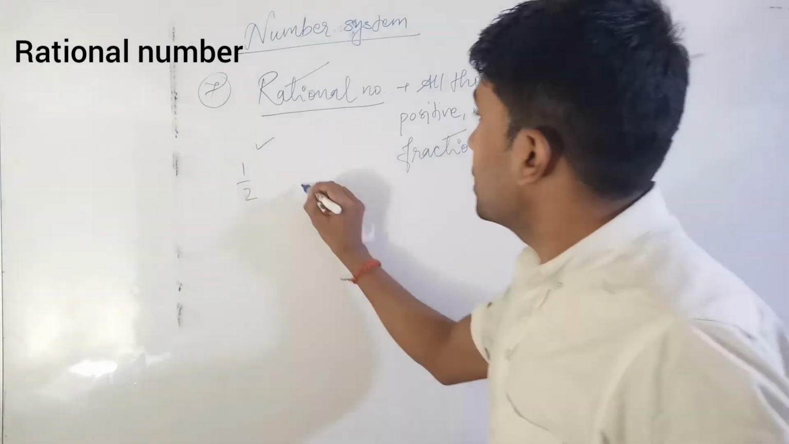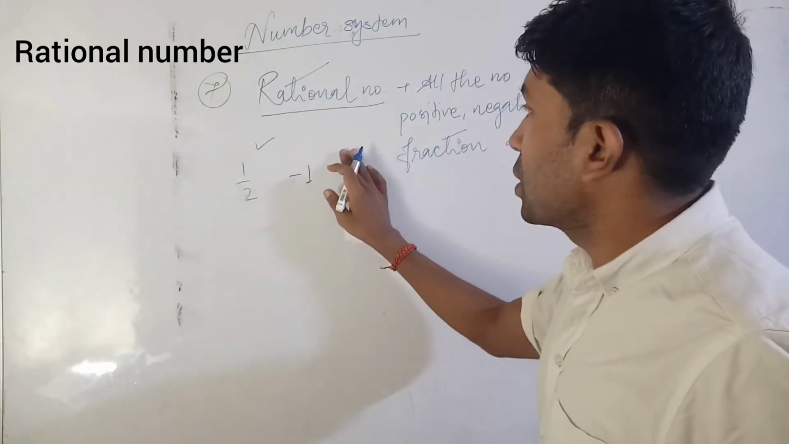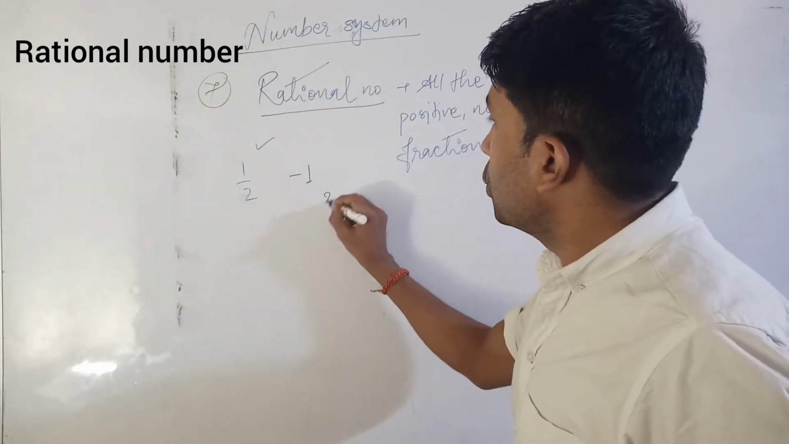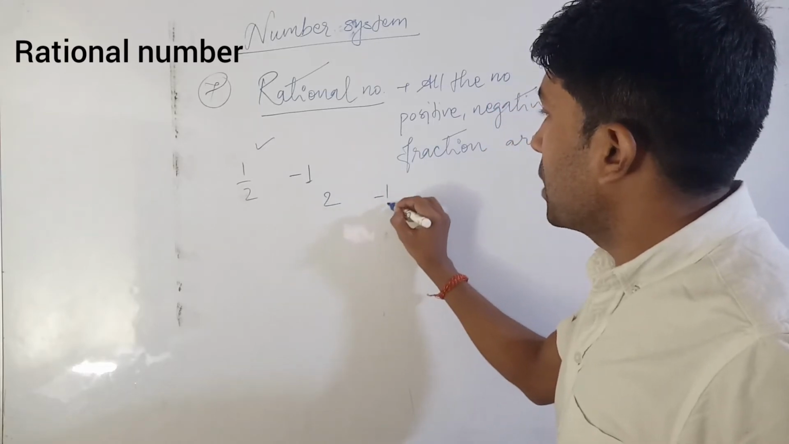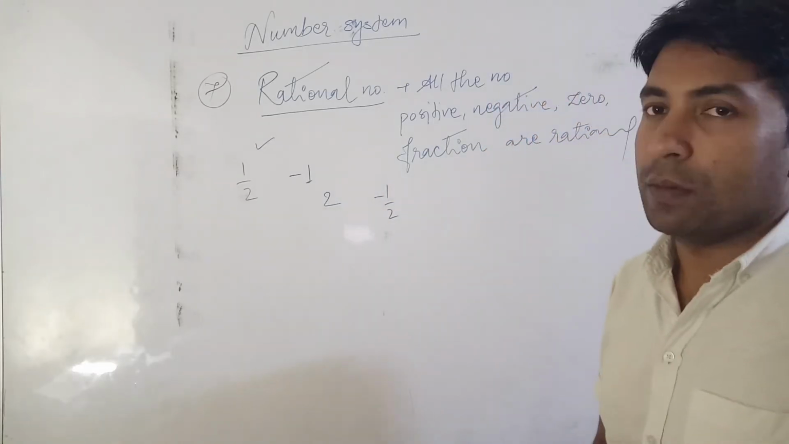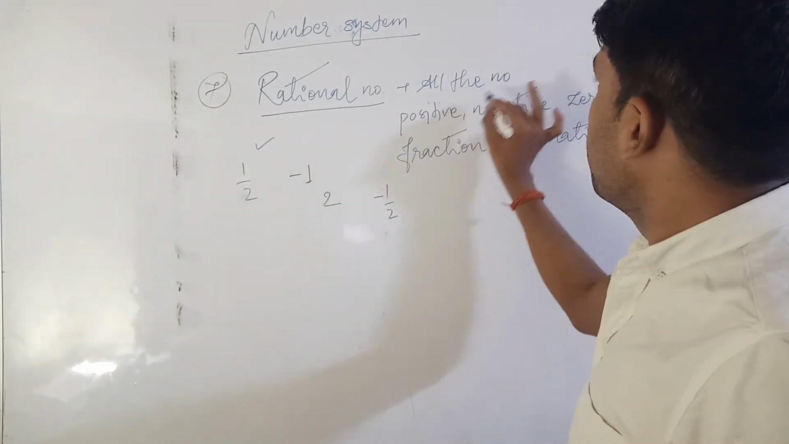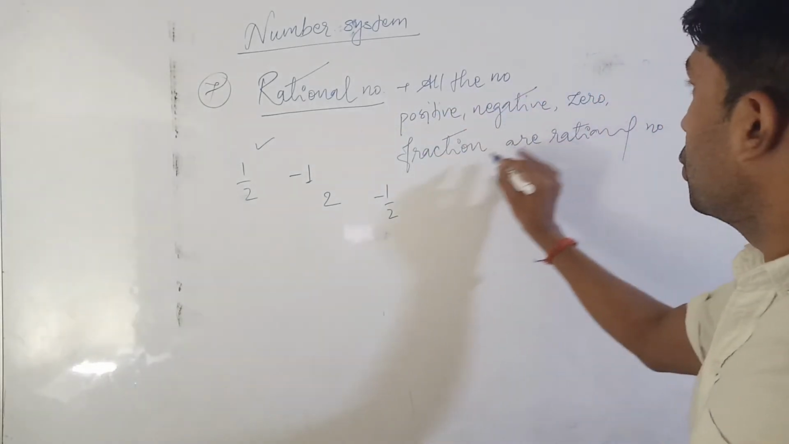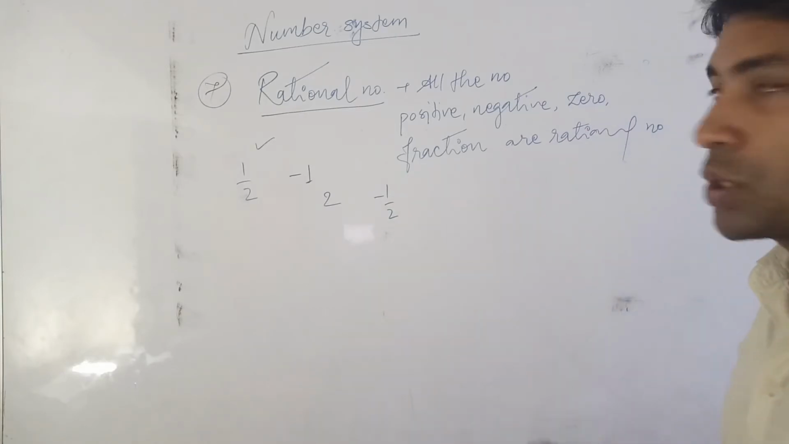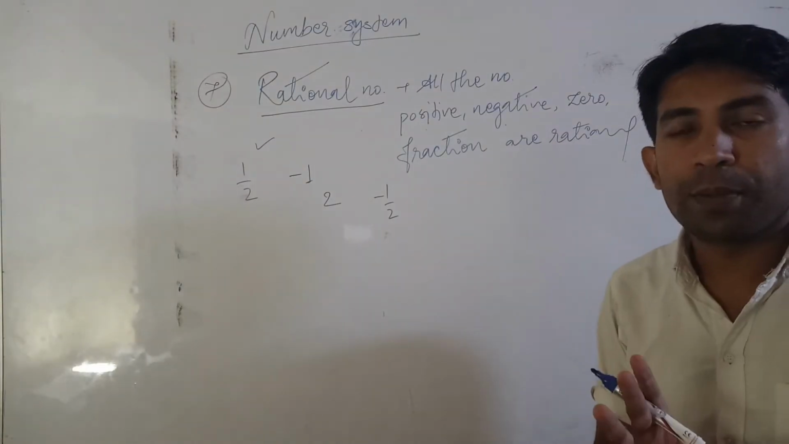If I write -1, again this is a rational number. If I say 2, again this is a rational number. If I say -1 upon 2, again it's a rational number. So if you understand what is a rational number, all the numbers positive, negative, zero, fraction are rational numbers. Okay, but numbers should be defined.